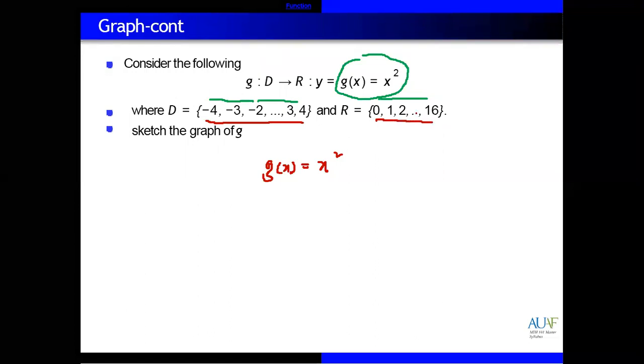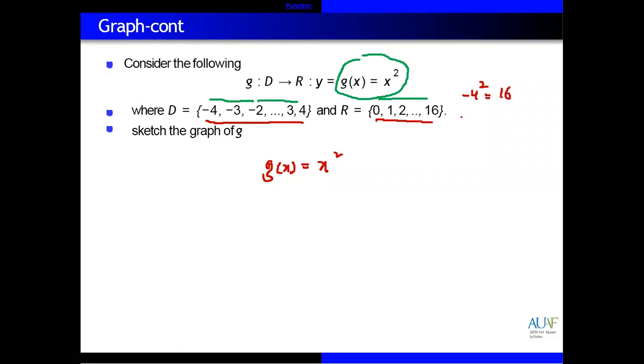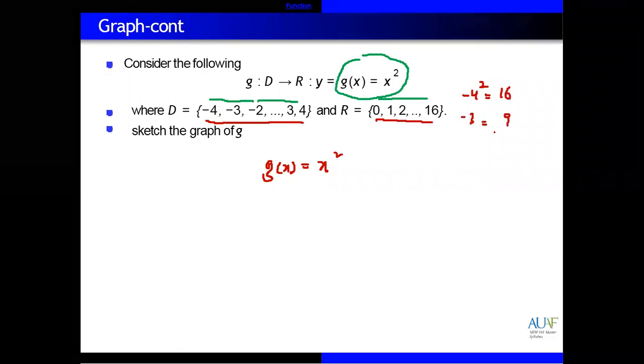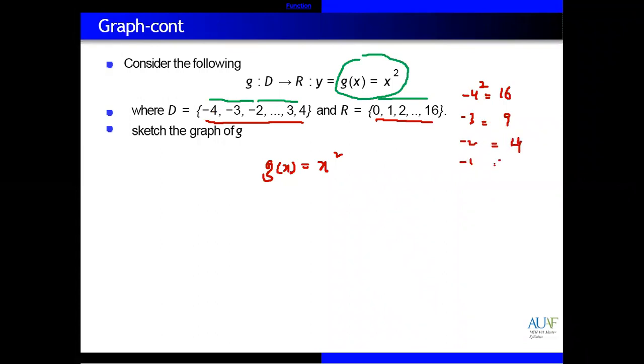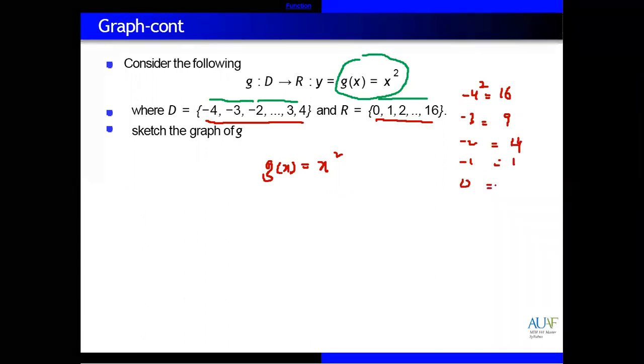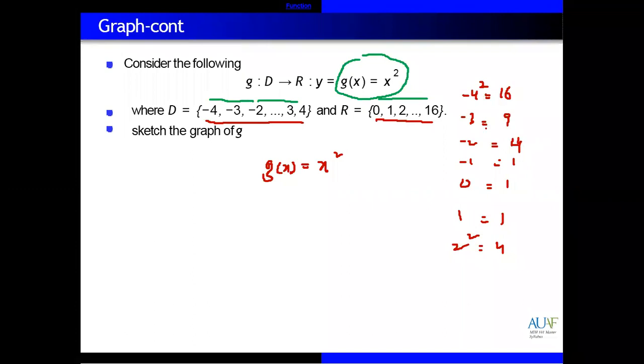If you give -4 value, you know that -4 square is +16. If you give -3, so -3 square is 9. If you give -2 value, then this one is +4. If you give -1 value, it is equal to 1, if you give 0 it is equal to 0. Same if you give 1 value, 1 square is 1. If you give 2 value, so 2 square is 4. So the range value will be from 0 to 16, no negative values.